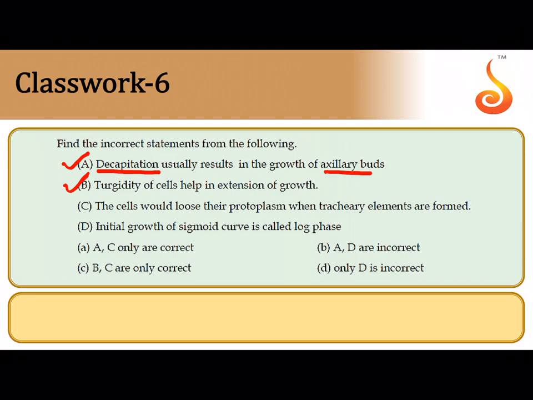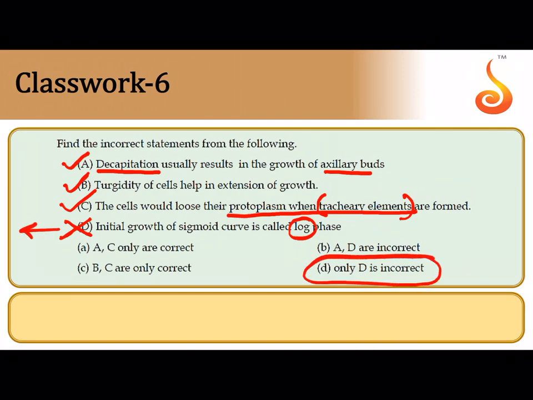The third one says the cells would lose their protoplasm when tracheary elements are formed. Now you all know that tracheary elements like xylem vessels do not have protoplast inside because they have undergone differentiation. So the third option is also correct. Initial growth rate in a sigmoid curve is called log phase. Log phase is not the initial growth rate. The initial growth phase is called the lag phase. So it is only the last statement. So the correct answer is only D is incorrect in this particular question.